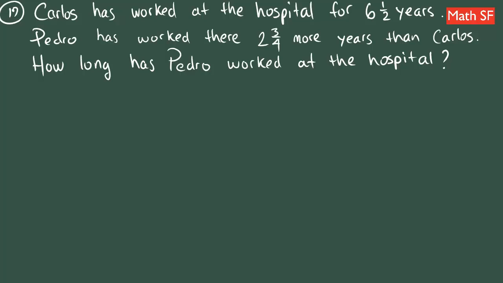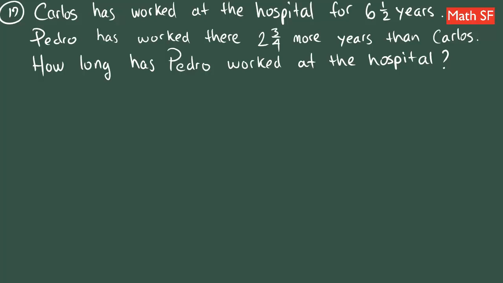Problem 17. This is a word problem. It says Carlos has worked at the hospital for 6.5 years. So they're giving us a fact there. We're given that Carlos has worked 6.5 years. Pedro has worked there 2 3/4 more years than Carlos. How long has Pedro worked at the hospital?